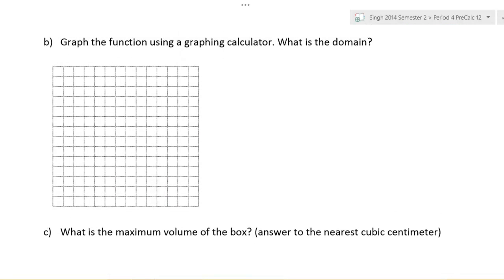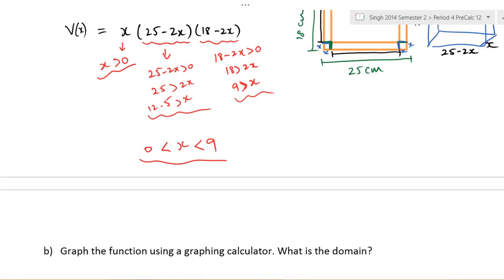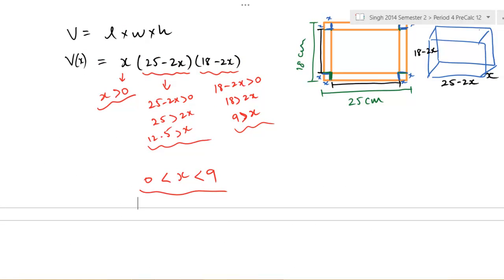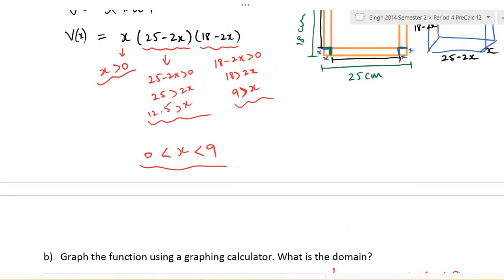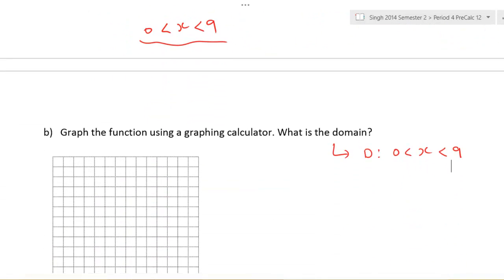I've asked you what the domain is. I just looked up over here and I figured out, based on the parameters given to me, that the domain of this function is going to end up being: x has to be a number bigger than 0 and x has to be a number less than 9. If you didn't quite catch that, you may want to pause the video, go back and re-look at the explanation I gave you for that. And that's the domain we're going to be working with.